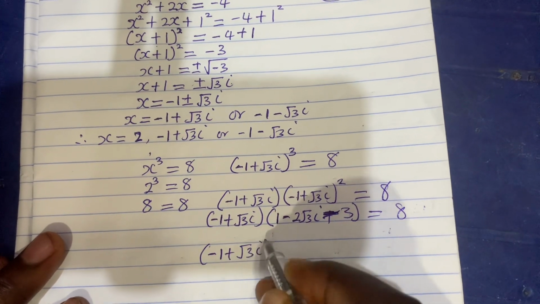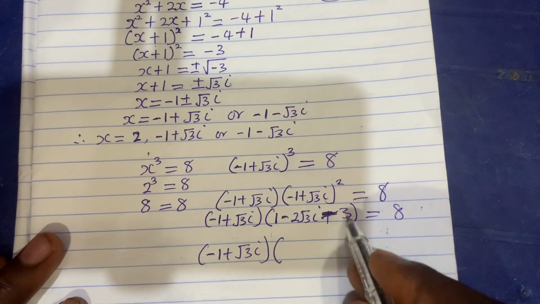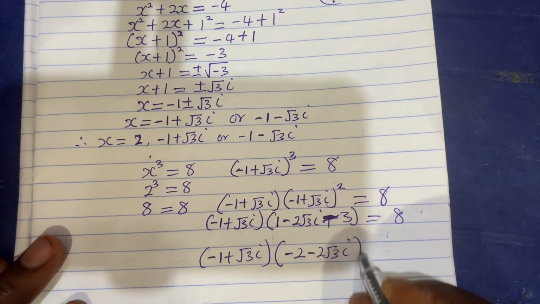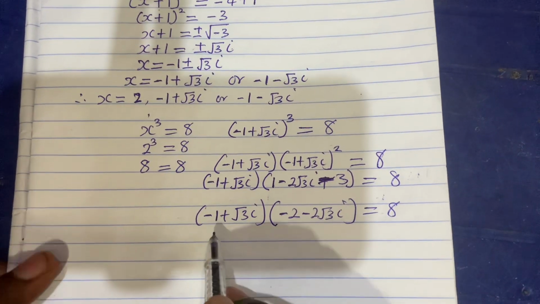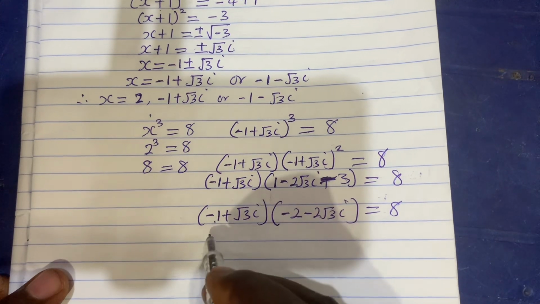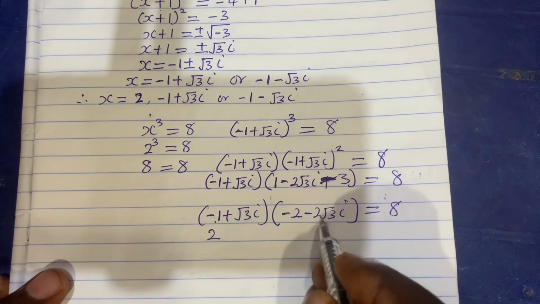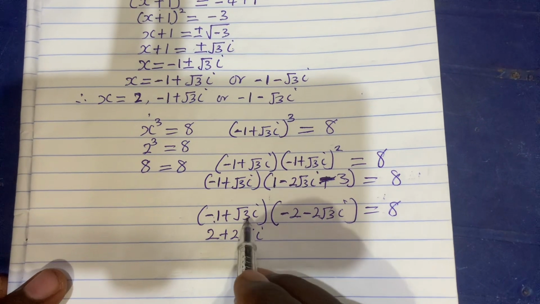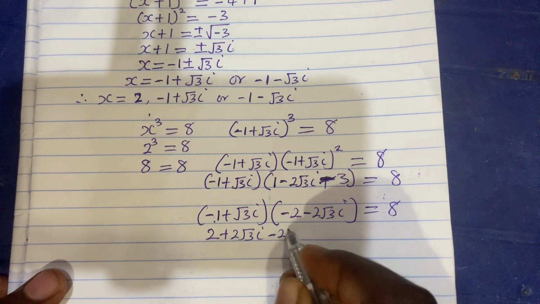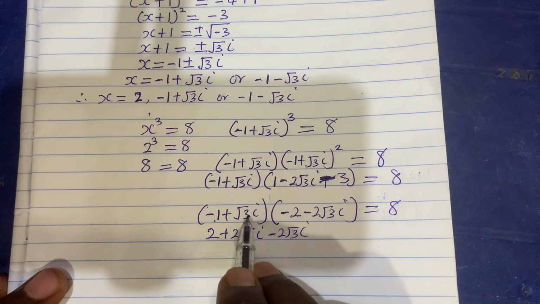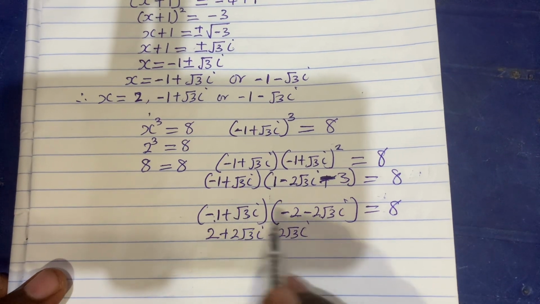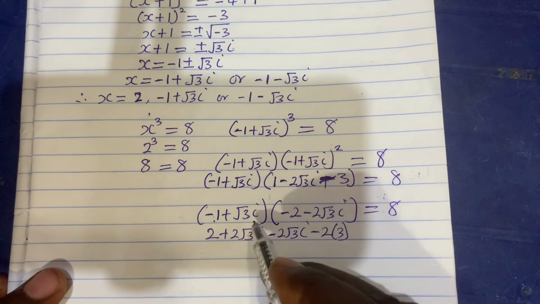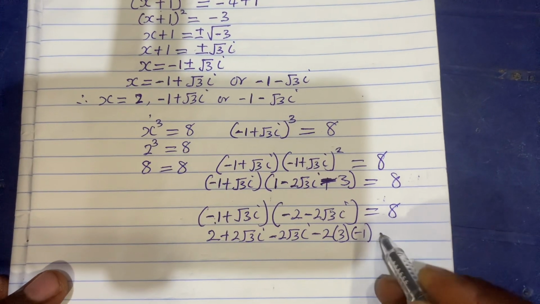So this is minus 1 plus root 3i in bracket of 1 minus this will give you minus 2 root 3i. Okay, is equal to what? 8. Let's check. But let us clear. Minus 1 times this will give you 2. Minus 1 times this will give you plus 2 root 3i. Root 3i times this will give you minus 2 root 3i. Then root 3i times this, invisible 1 here times this will give you minus 2. Root 3 times root 3 will give you just 3. Then i times i will give you minus 1, is equal to 8.